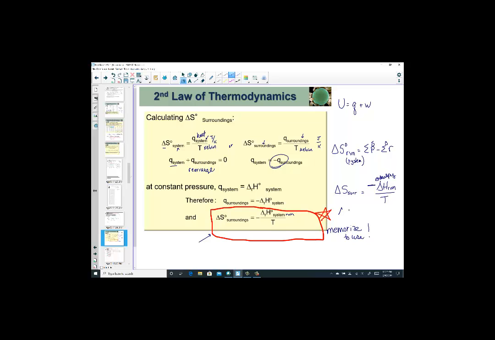And of course, we also remember that the entropy of the universe is simply the sum of the system and surroundings. The system is the reaction. The surroundings is everything else. So if we measure the system, we can indirectly measure the surroundings, knowing that they give us the total amount of entropy change in the universe. All right, I know, right? Let's take a practice problem.